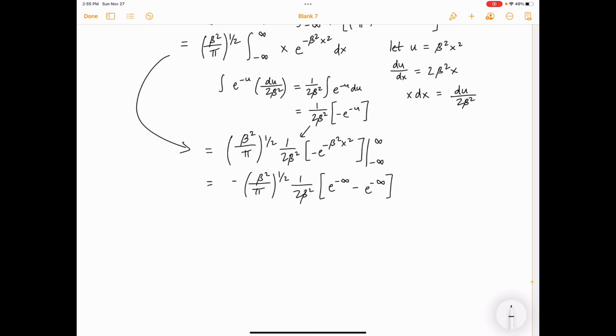So what do I have? e to the minus infinity, that's actually just going to 0, and then minus e to the minus infinity, also going to 0. So forget all those constants out front. It doesn't matter what they are. The result is just 0. Okay, so I've shown you that the expectation value for position is equal to 0, at least for the ground state wave function. But again, it's more generally true.